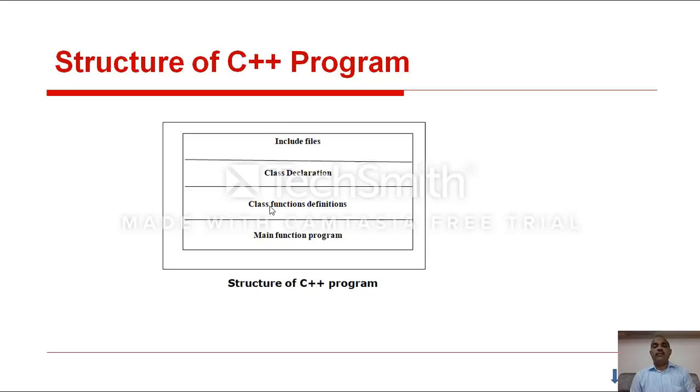Then what are the functions we want to define? Those are all defined under class function definitions. Then the main function program. Every C++ program should have one function that is called the main function. If there is no main function, we can't do anything. The main function is the most important. At the program execution time, the control starts with the main function. Clear, all of you? This is the structure of the C++ program.